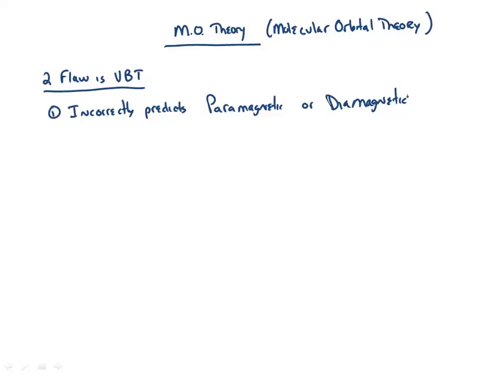And maybe I should write that down. So diamagnetic means it's not magnetic. And paramagnetic means it's magnetic.